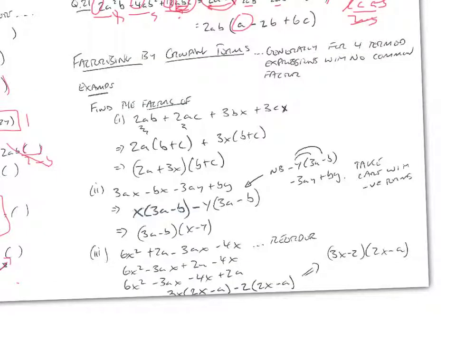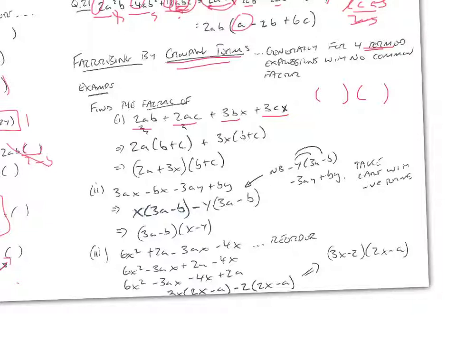Now let's move on to look at factorising by grouping terms. You generally factorise by grouping terms when you have 4-termed expressions. So look at this. Find the factors of 2ab plus 2ac plus 3bx plus 3cx. So we're looking to get 2 sets of groups going. The solution will generally have 2 factors.